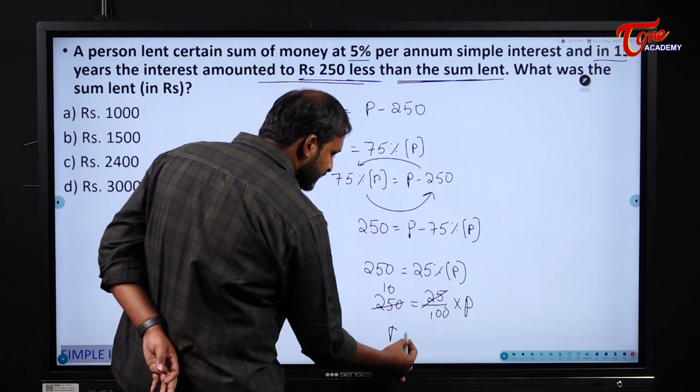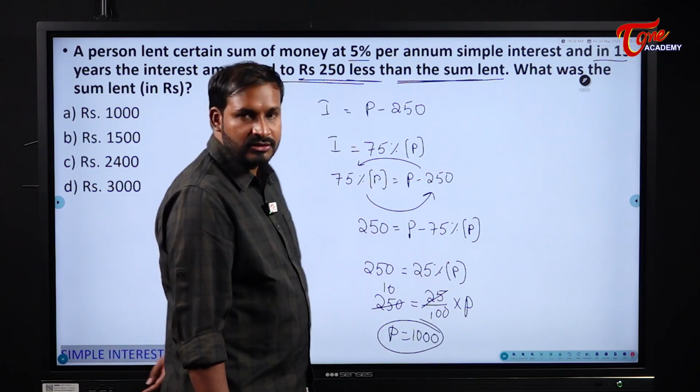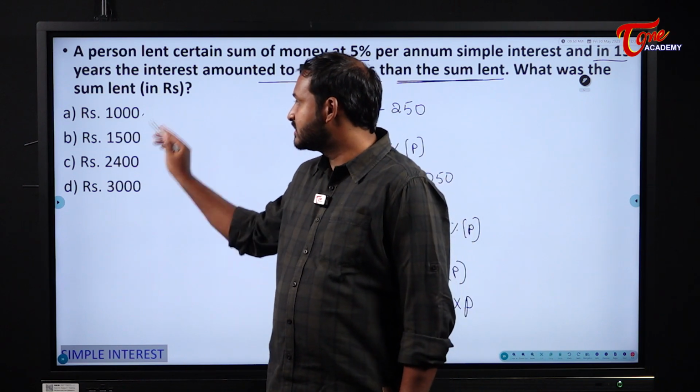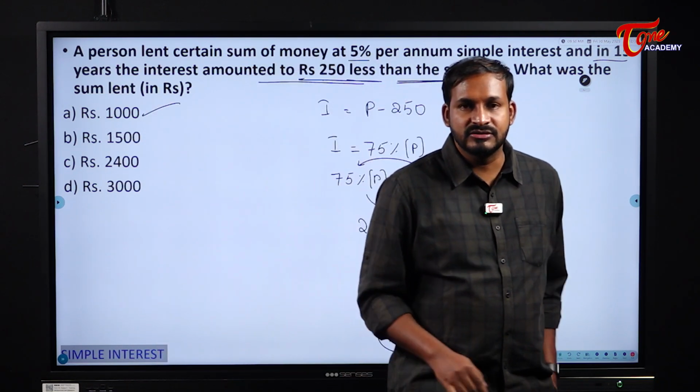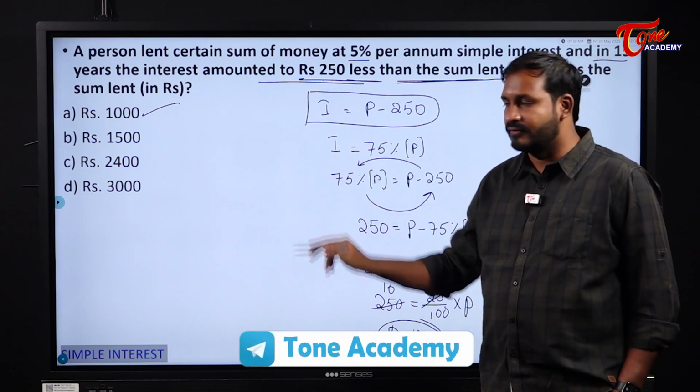So what is the principal here? 1000 rupees. That means how much you have taken as a loan? 1000 rupees. 1000 rupees is our answer in this case. Understood, students? Very simple. You should understand the concept and you need to try to solve it.